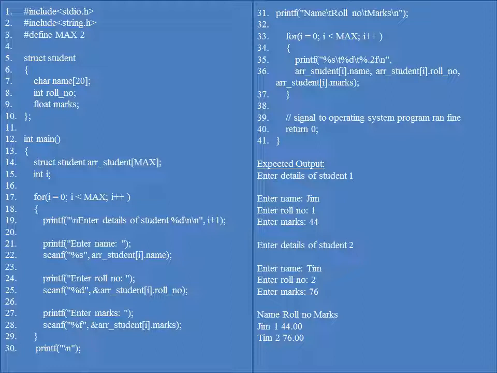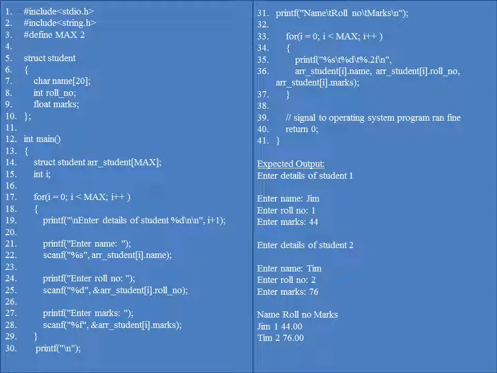Now from line number 31 you are displaying those values again using the for loop, printing the values using the dot operator and the array. So the output should be: enter details of student 1, entering name, roll number, marks. Now you will enter details of student 2: name, roll number, marks.